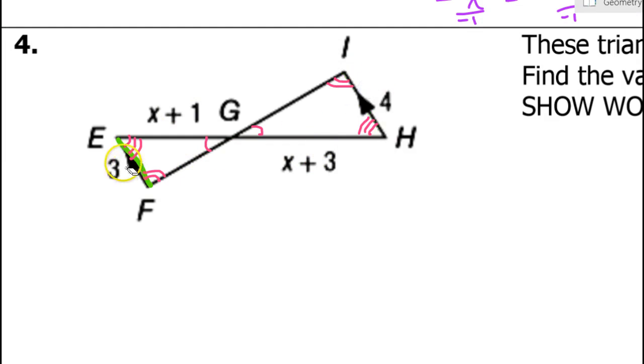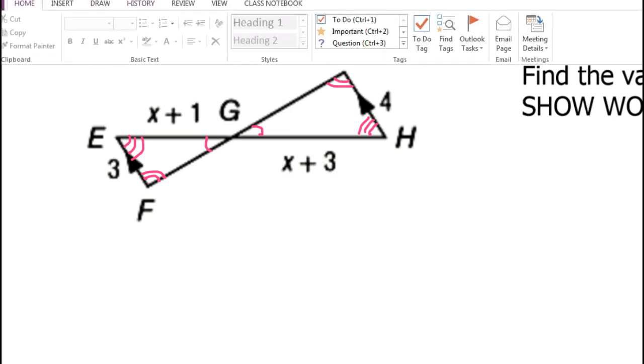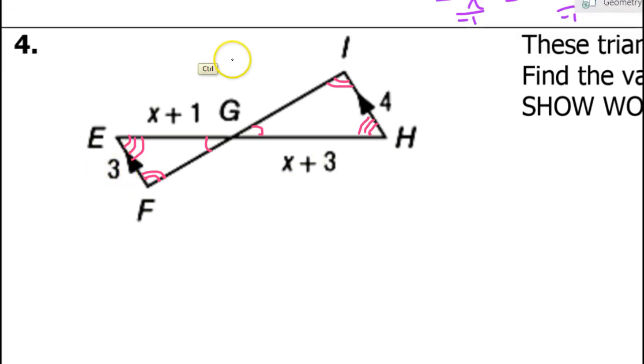Boom, boom. Whoops, took away some of my marks. Oh, so this is supposed to be a double. This is supposed to be a triple. Okay, so now I know everything that is corresponding. So I will use that to know for sure my corresponding sides.